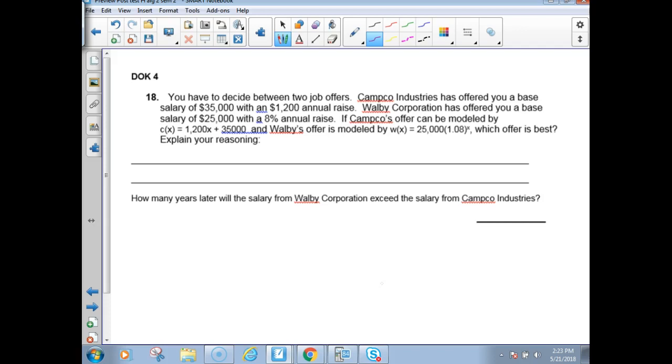Okay, each side has to decide between 2 job offers. Camco Industries has offered you a base salary of $35,000 with an annual $1,200 raise. Wallaby has offered you a base salary of $20,000 with an 8% annual raise. Okay, Camco's offer can be modeled by this equation, and Wallaby's offer modeled by this. Which is best, and explain your reasoning. Well, it's really going to depend on you and what your goals are with your working environment. I'm going to draw a pictorial quick. What's your starting pay on one of them? Let's see, $35,000, the other one's $25,000.